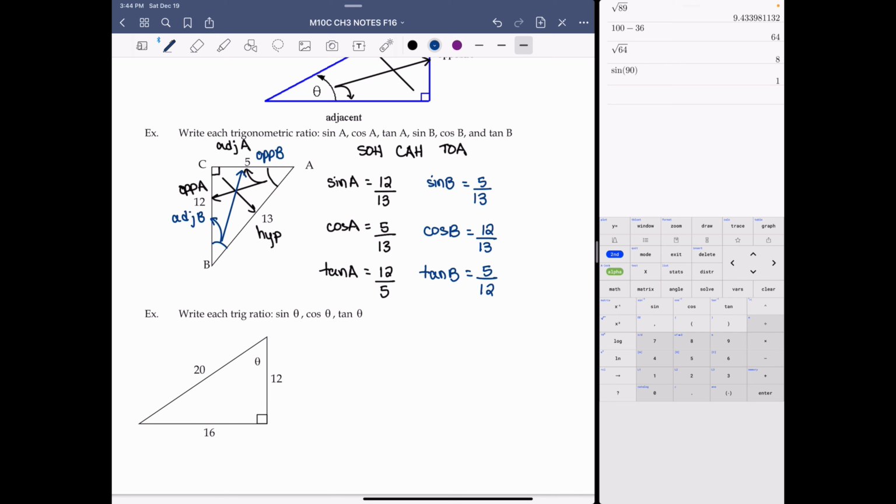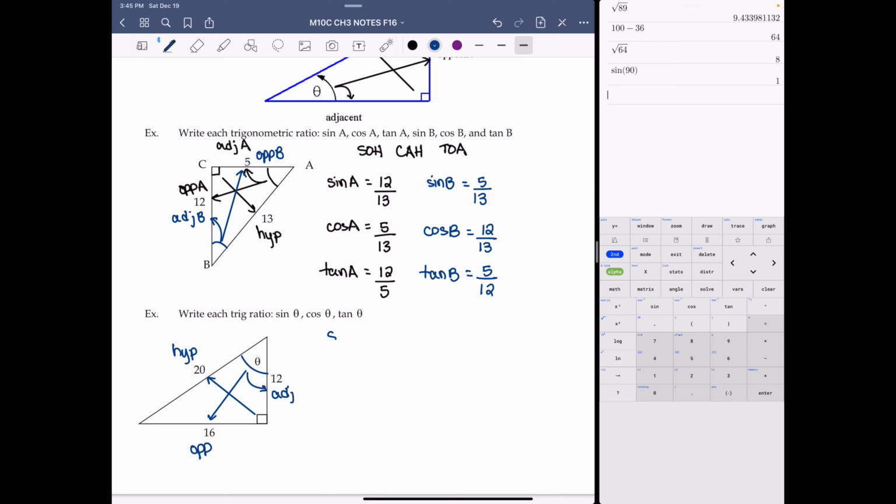Example, write each trig ratio: sine theta, cos theta, tan theta. So theta is this angle here at the top. Label our hypotenuse first from the right angle. It's the side 20. Then from theta, label the opposite side, which would be 16, and the adjacent side, which would be 12.